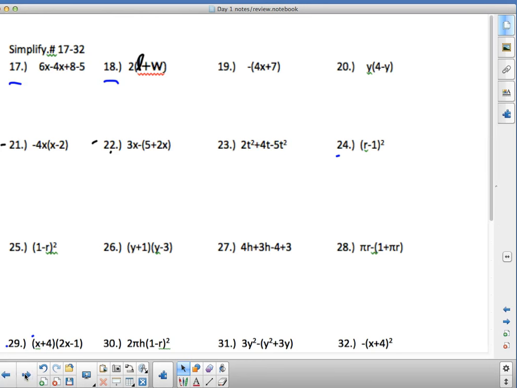Now, in this one, we're talking about simplification. In simplifying, we're going to do those blue ones.